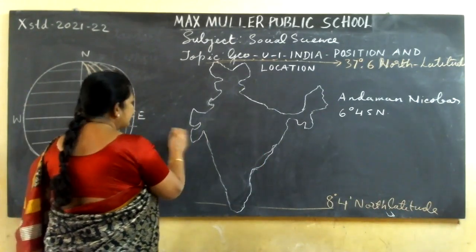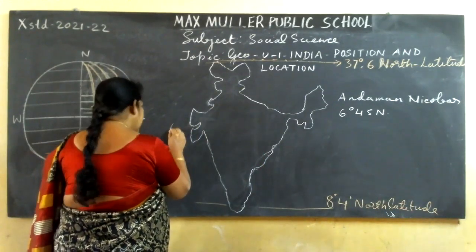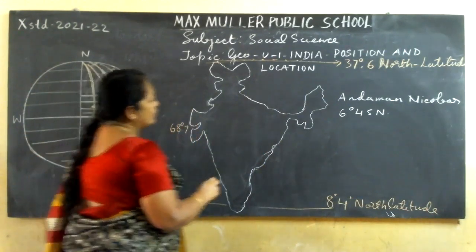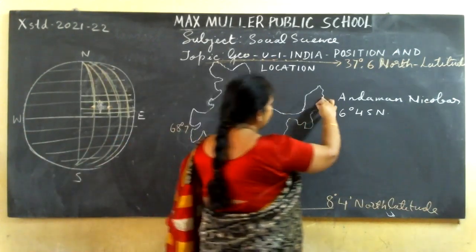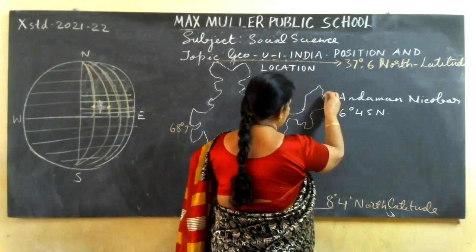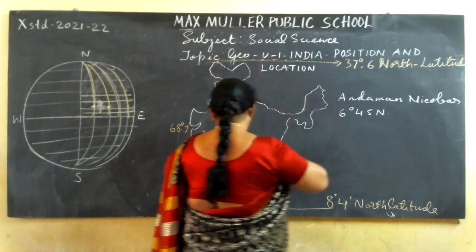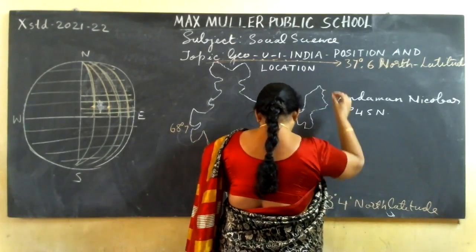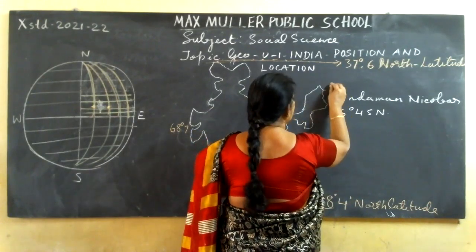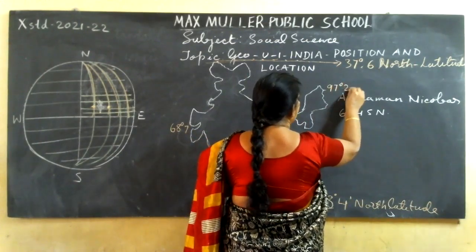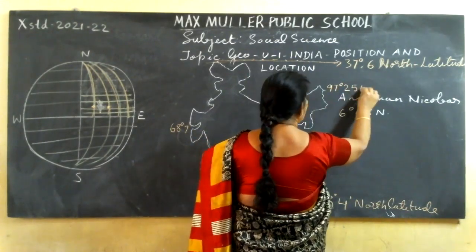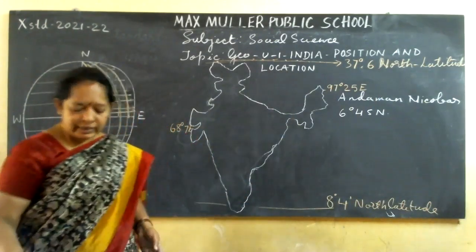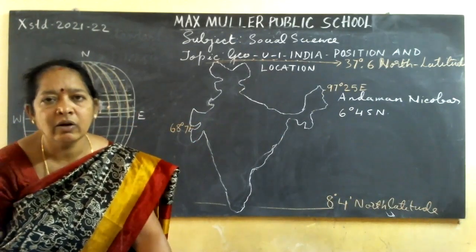It starts at 68°7' east longitude from here, Rann of Kutch, and then it ends in Arunachal Pradesh, which is 97°25', and all are east longitudes. Followed? All are eastern longitudes.